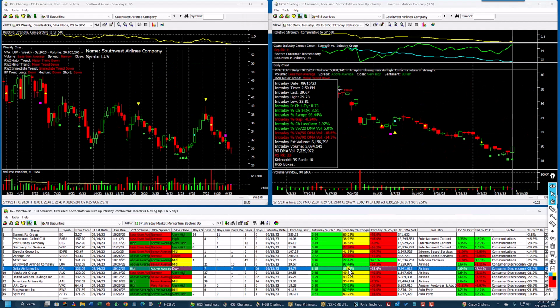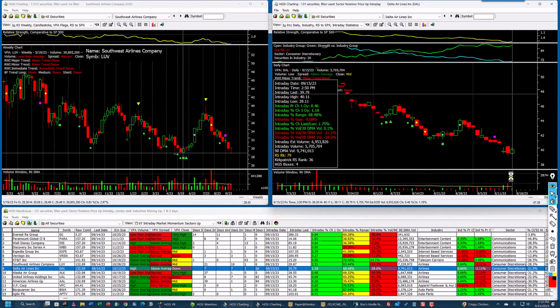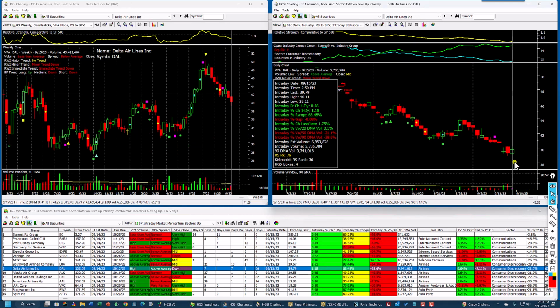Let's just take a look at Delta. You can see that its daily range is in the upper 1/3 of the candle, but notice that it is not outperforming its industry group. It says right here green strength versus the industry group. It's just flat, so it's performing along with the industry group, which is flat to down, and it is outperforming the S&P a little bit today. You can see that yellow is turned up.